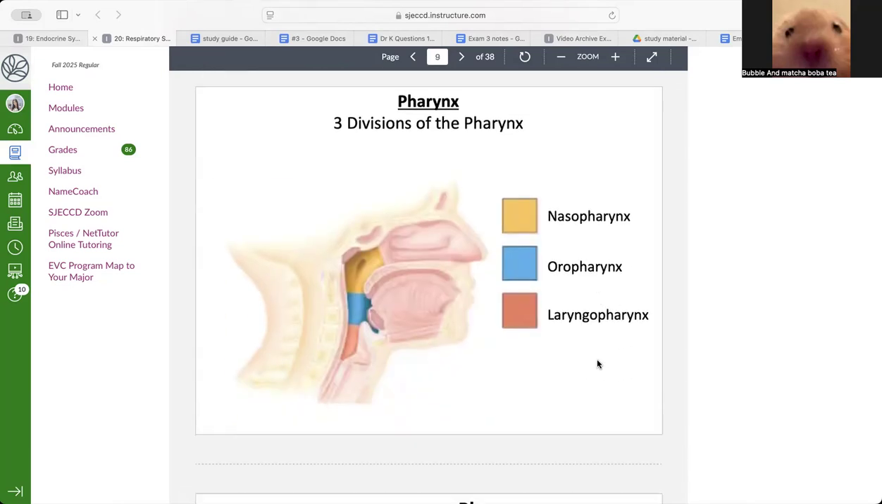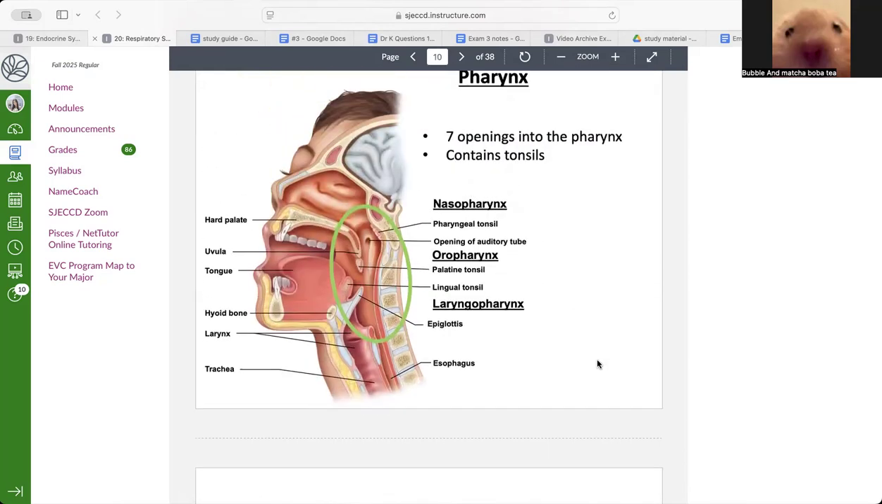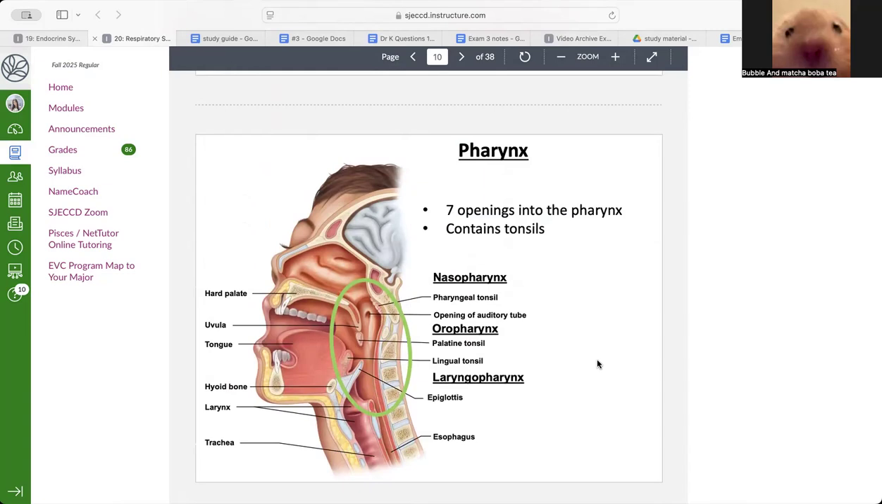So we have the nasopharynx, the oropharynx, and the laryngopharynx. There are openings into the pharynx: the internal nares, auditory tubes, and the pharyngeal tonsils. The oropharynx goes from the soft palate to the hyoid bone. The opening is called the fauces. It has two pairs of tonsils: two palatine tonsils and two lingual tonsils.